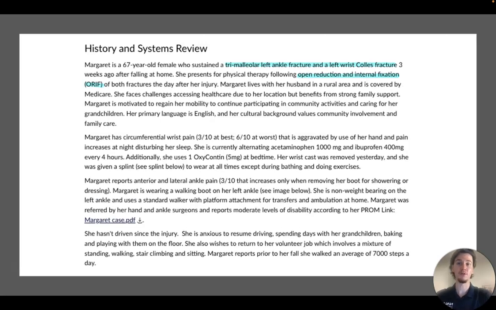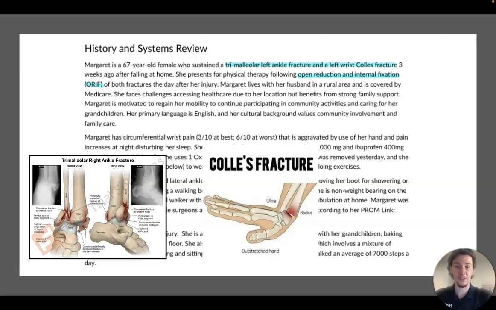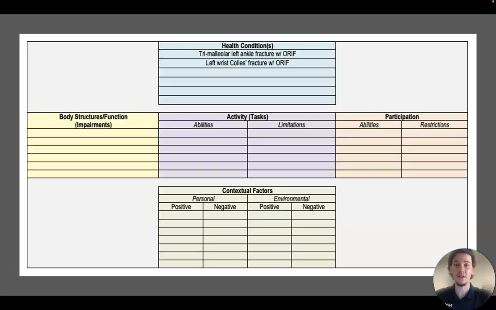So right here in blue, you see that she sustained a trimalleolar left ankle fracture and a left wrist Colles fracture 3 weeks ago. And it's important to know that she also had surgery on both of those fractures, including the open reduction and internal fixation of both. Now the trimalleolar ankle fracture will look something like this on the screen here, and the wrist fracture will look something like this here. So it's likely that when she fell, she tried to catch herself with her arm, and that's where you see that fall on an outstretched hand underneath the Colles fracture. So that's the health condition that she's presenting with, and you can see that underneath the health condition box at the top in blue there.